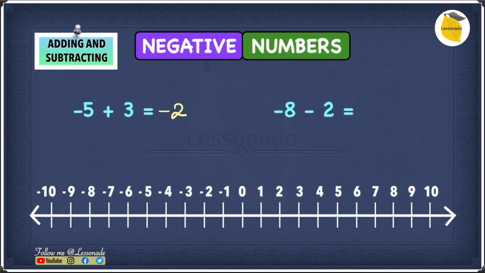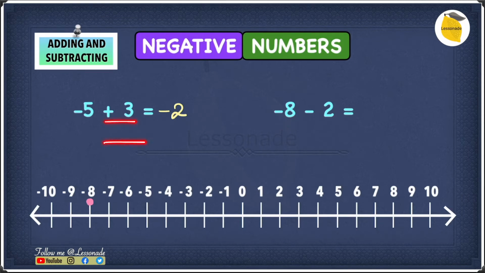Now, let's have a look at another example, such as -8 minus 2. In this example, we need to first see where this -8 is. We know that the -8 is right here on the number line, so it's right here. The next thing we have to do is subtract 2 from this -8.